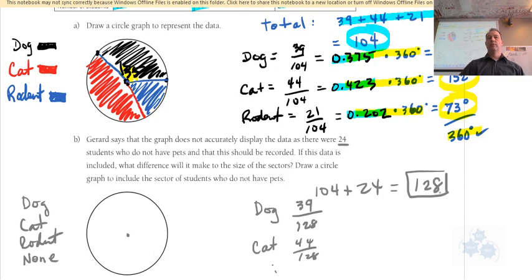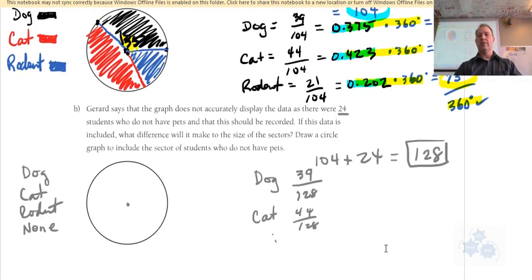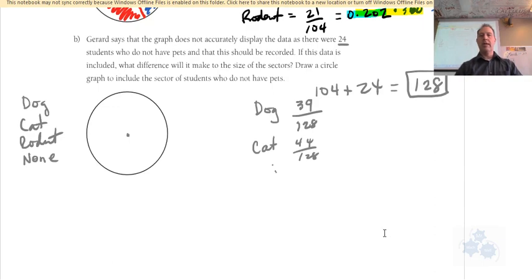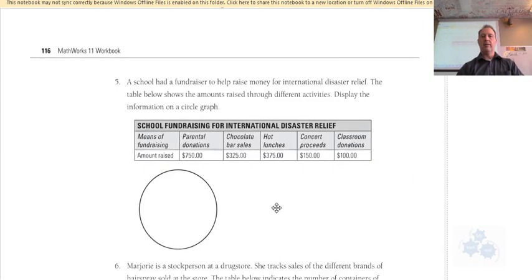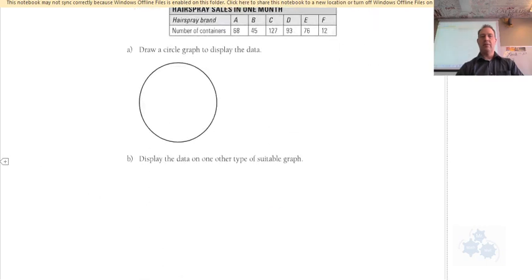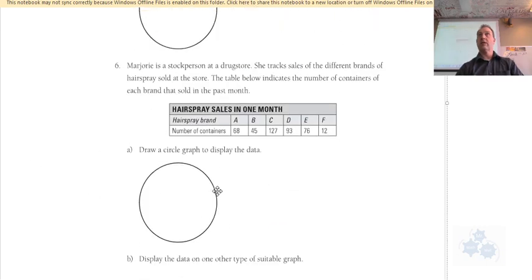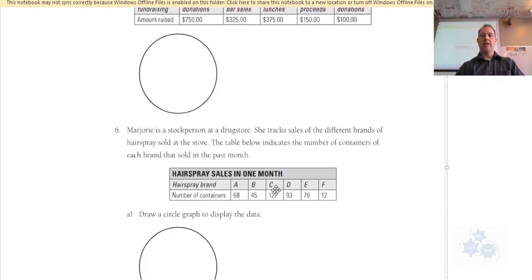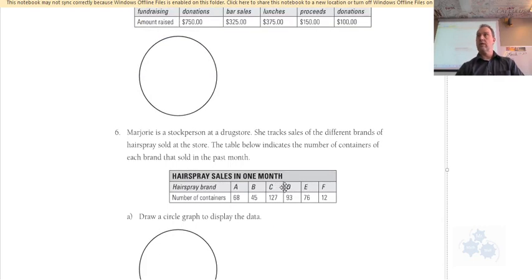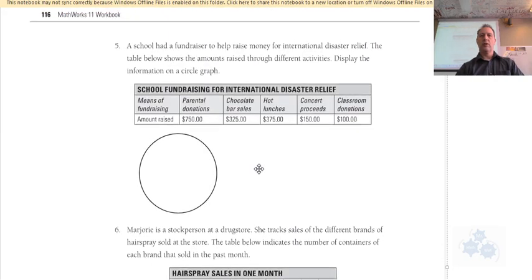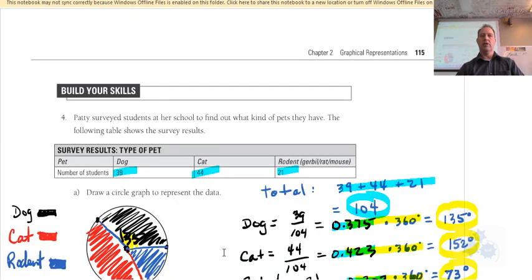Okay? So these questions take a little more time than some of the other questions that we've done, don't they? But go ahead and work on B. And after you're done that one, there's number 5 and number 6 looks like too. So that's your assignment for the next 20 minutes or so. Maybe even up to half an hour, we'll see. But I want you to work on the rest of these build your skills questions.